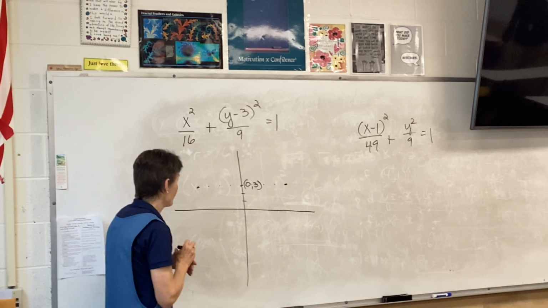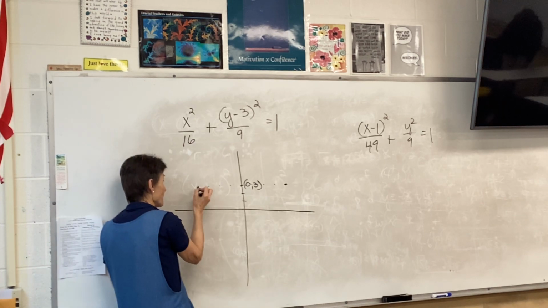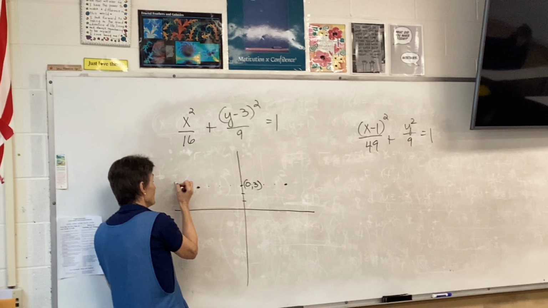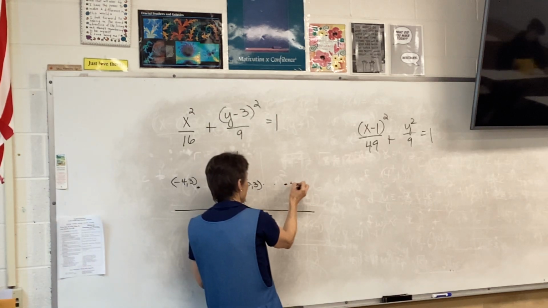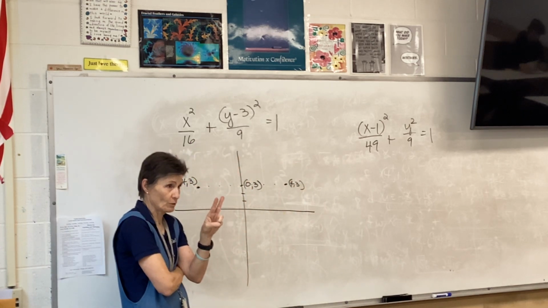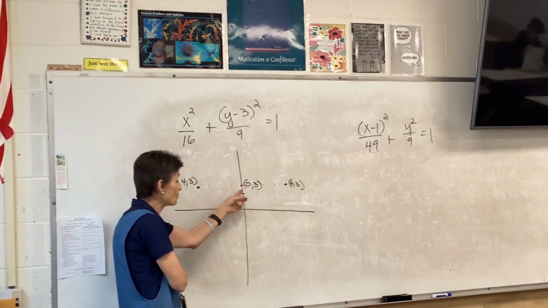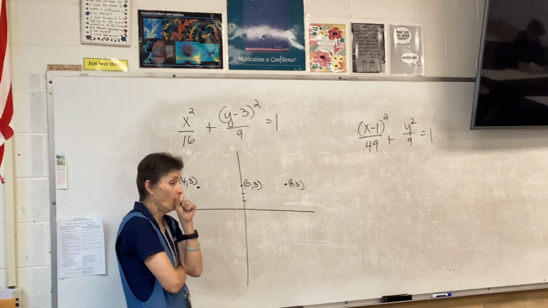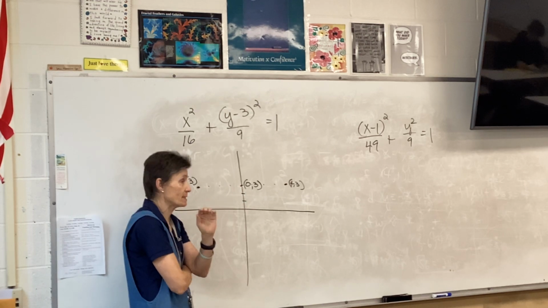So, if you go left 4, where does your pencil end up? Negative 4, 3. If you go right 4, it ends up at 4, 3. Those are 2 of your vertices. Our center is at 0, 3, and now we're finding our vertices.